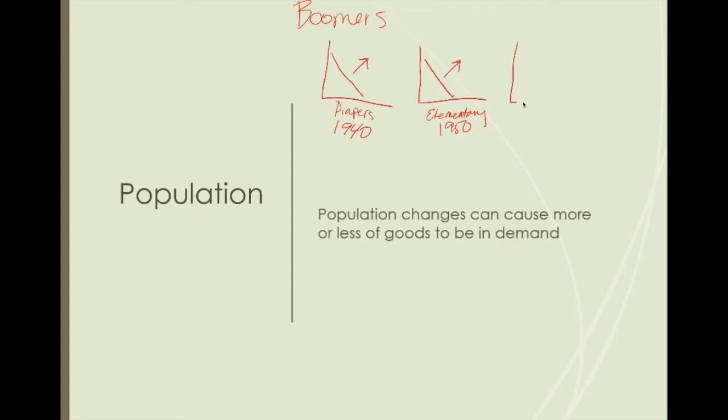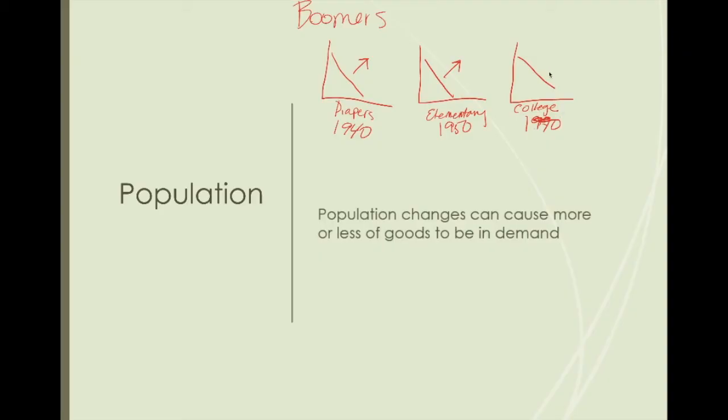And then let's get these boomers a little bit older, the 1970s. That's supposed to be 70s. And let's say college. The demand for a college education, boom, skyrockets. So now everybody wants to get a college education in the 1970s.